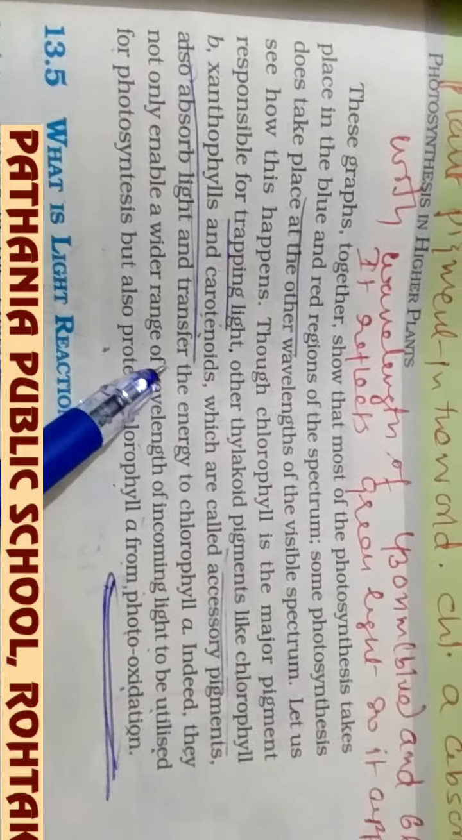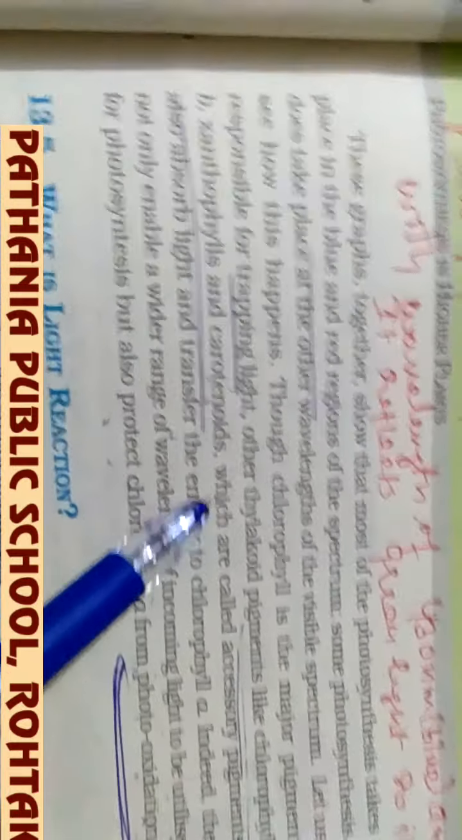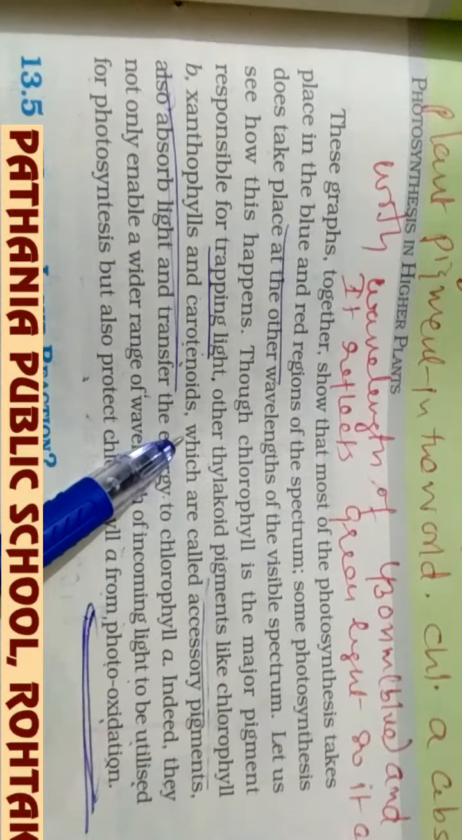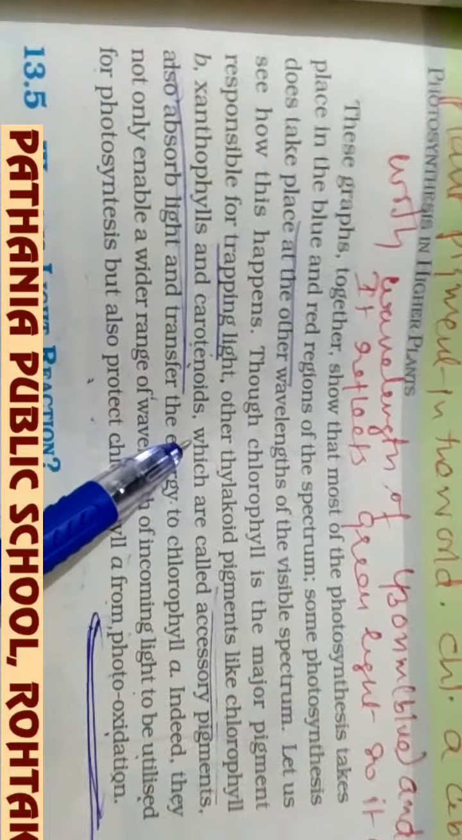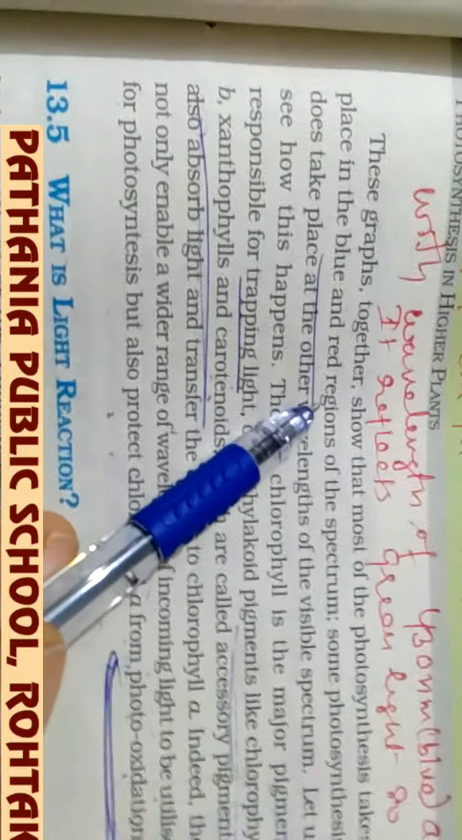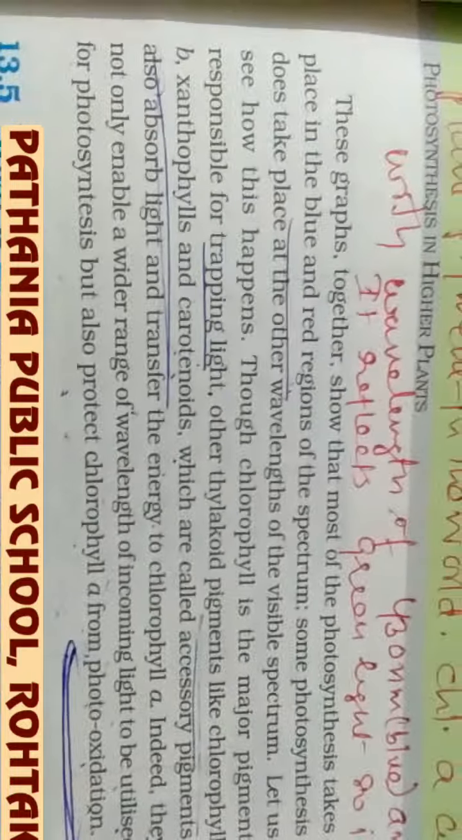So here we see that the pigment which absorbs the maximum light is chlorophyll A, and the wavelengths which are maximally absorbed are in the blue and red regions, and out of that, red is the most effective light for photosynthesis. Thank you.